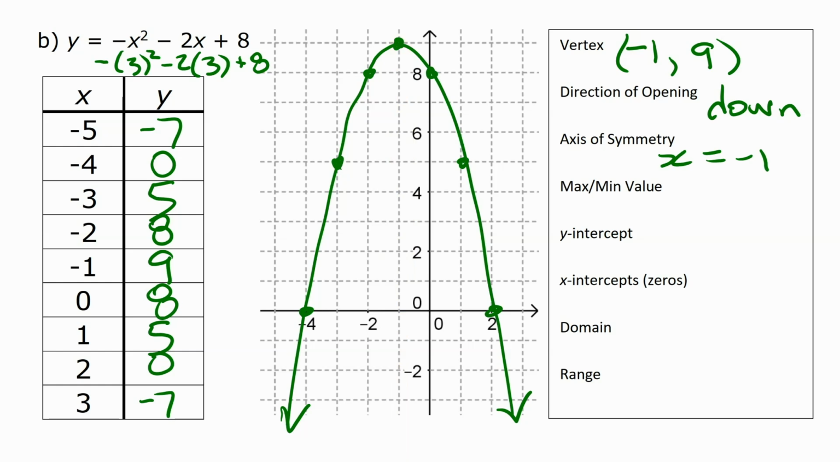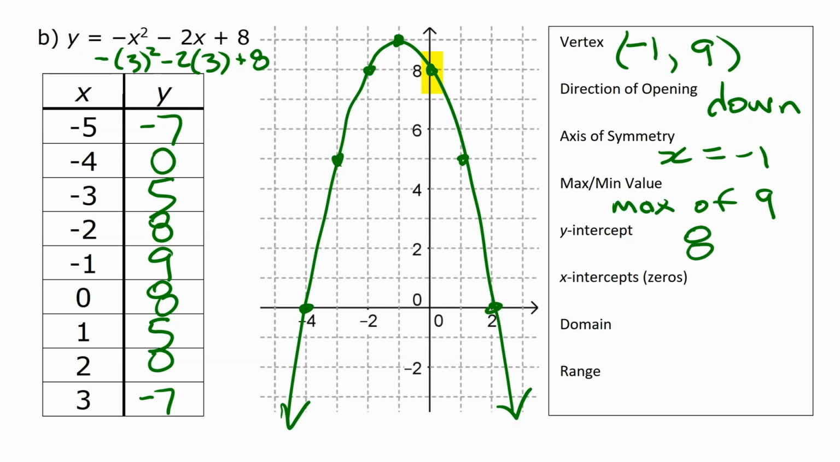This has a maximum value this time. There's a top to the thing. The highest value this goes to is 9. So we're going to say this has a maximum of 9. Our y-intercept right there is, of course, 8. I'm just going to write it as an 8. Again, you could write it as 0, 8 if you like. X-intercepts, again, there's two of them here. Crosses twice, that and that. So we've got -4 and 2. Again, you could use coordinates. I'm choosing not to.